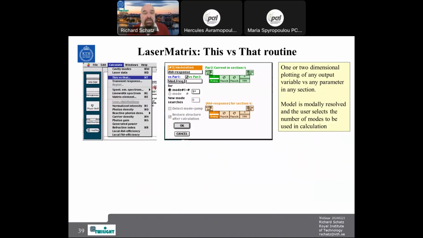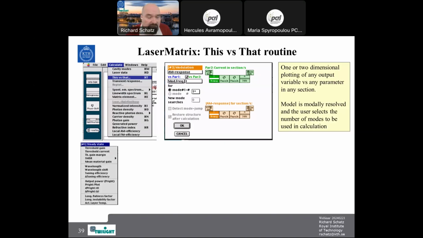The most important routine in LaserMatrix is this versus that. That makes it possible to change any parameter, either material parameter or section parameter, and then calculate how the output of a laser will behave. So as output, you can either have static steady-state characteristics like the threshold gain or the threshold current or the wavelength of the laser or the output power of a laser, or you can have rate equation parameters. If you want to model your laser, you can calculate how rate equation parameters depend on different input parameters.